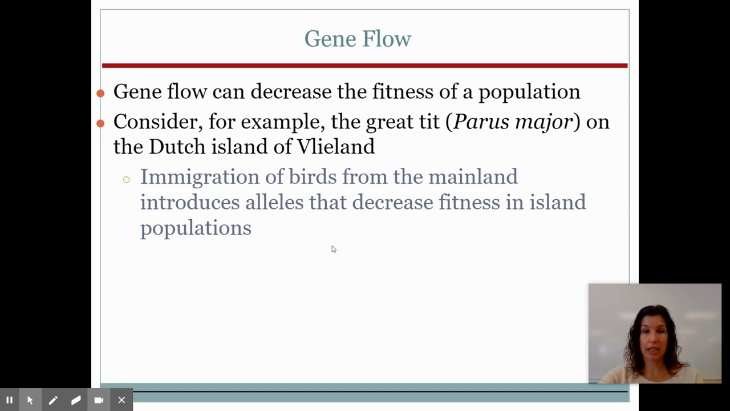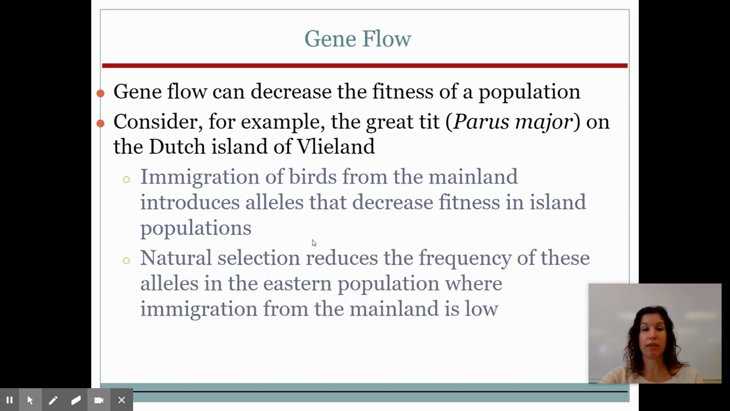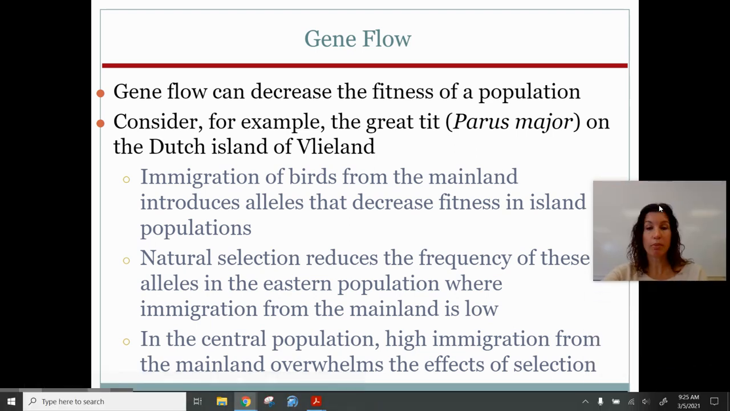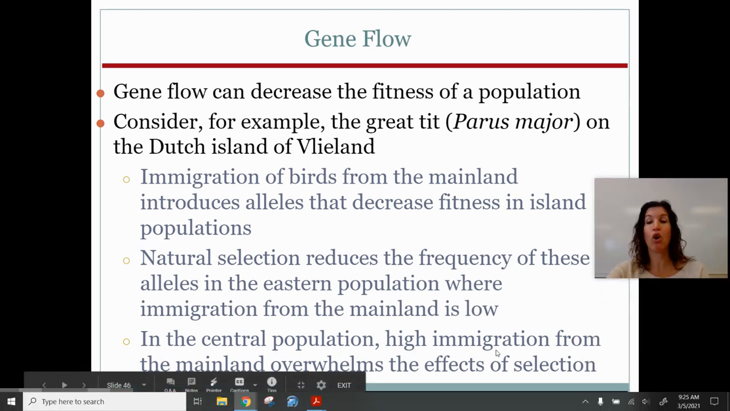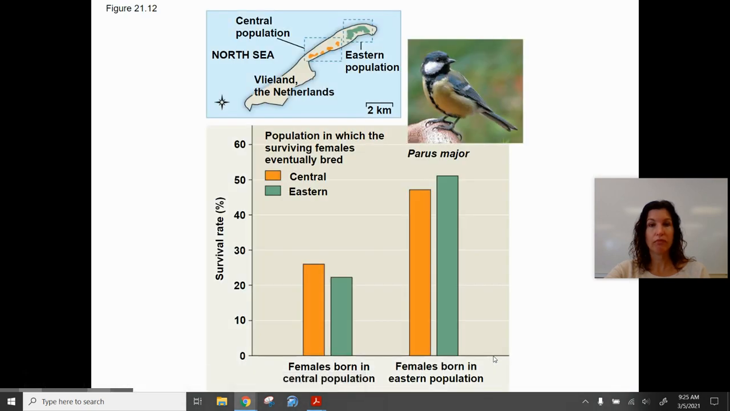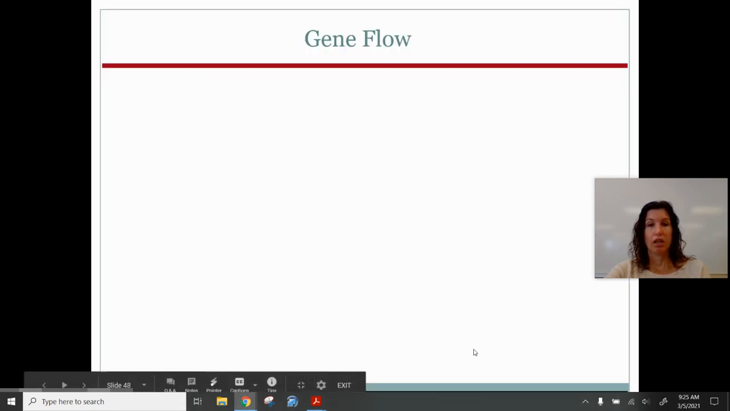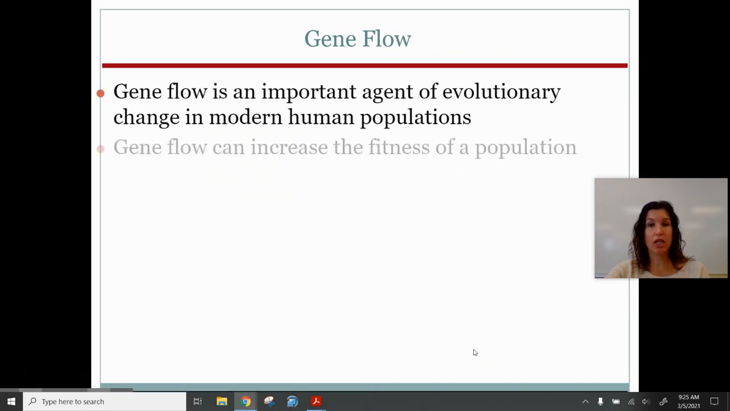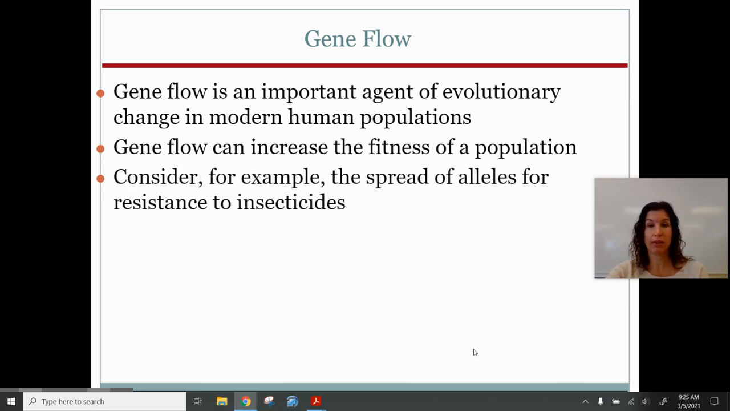Immigration of birds from the mainland introduces alleles that decrease fitness. Natural selection reduces the frequency of these alleles where immigration is low. In the central population, high immigration from the mainland overwhelms the effects of selection. All right, gene flow is an important agent of evolutionary change in human populations. Gene flow can also increase the fitness of a population. It just kind of depends.